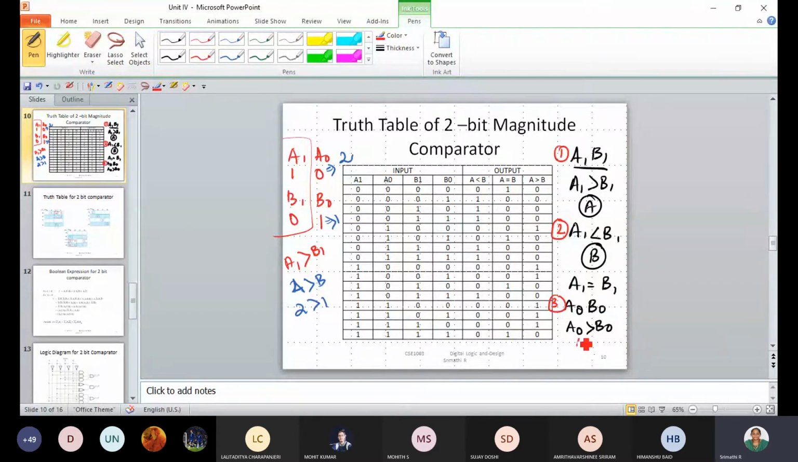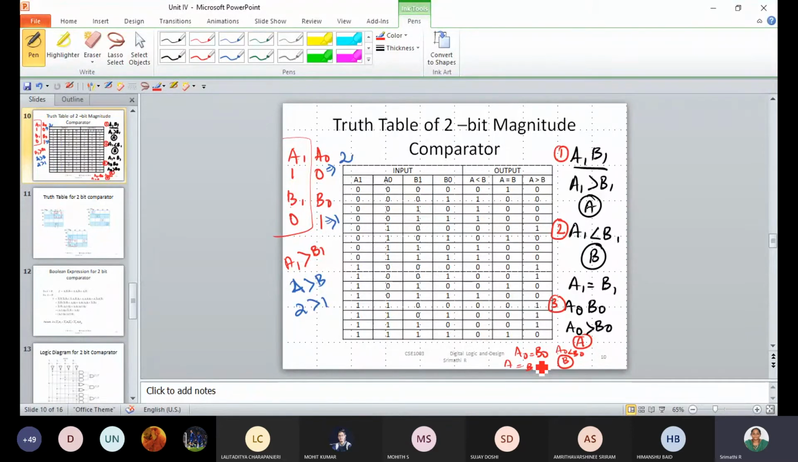If A0 is greater than B0, again your A is greater. And if A0 is less than B0, again your B is greater. And check if A0 is equal to B0 again. If both are equal, we can say that A equals B. So this is how you need to rule this out.